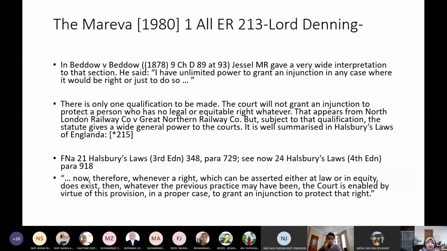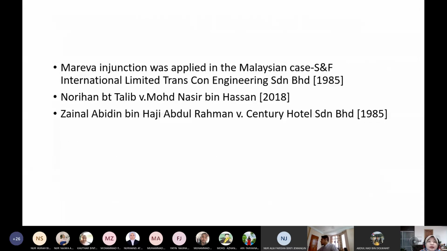So these are among the arguments for and against the granting of the injunction. These are the cases that were referred to in the arguments in the Mareva injunction case, the Mareva case. And by that virtue, Lord Denning granted the injunction application. Okay, so that is the origin of the Mareva injunction case.